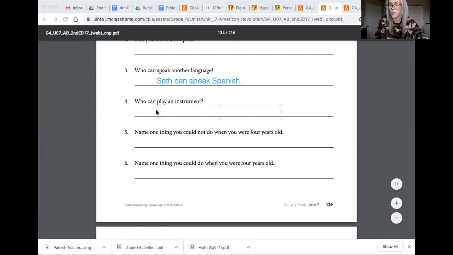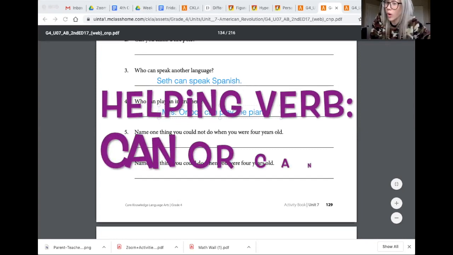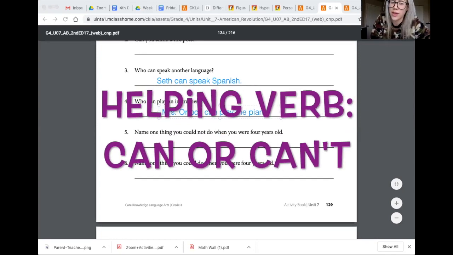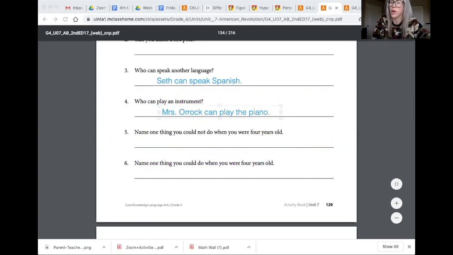All right, so we're back. Now remember question 4, and so let's think, could Mrs. Orrock play the piano? Kind of. I'm going to say Mrs. Orrock can play the piano, sorta. Now, if you found someone to play the instrument in your house, that's awesome. Go ahead and write down who it was, and make sure you include the helping word can or can't, okay, with the verb play.